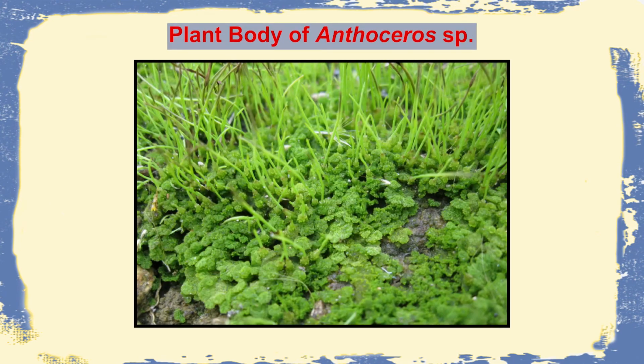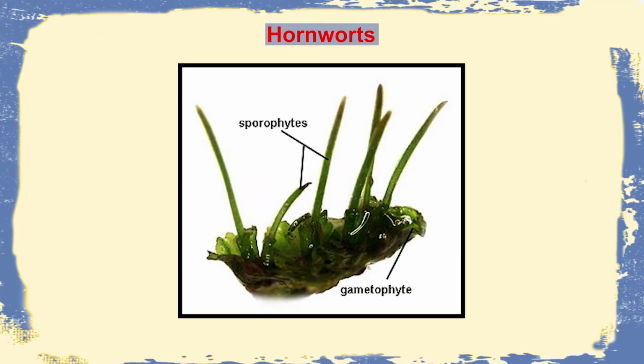Now I would discuss the thallus structure of Anthoceros. Anthoceros, as we know, are also known as the hornworts. They are known as the hornworts because the sporophyte of these hornworts is usually an elongated stalk-like structure having the appearance of a horn, and therefore they derive the name hornworts.